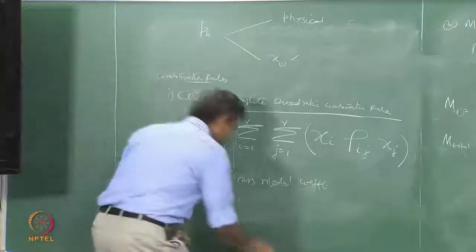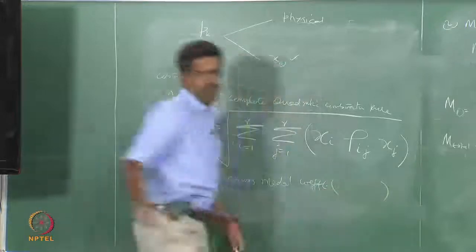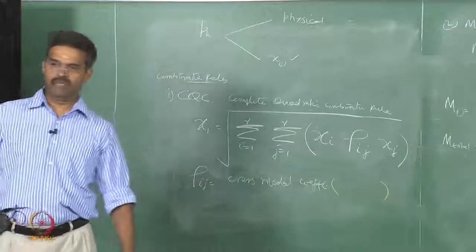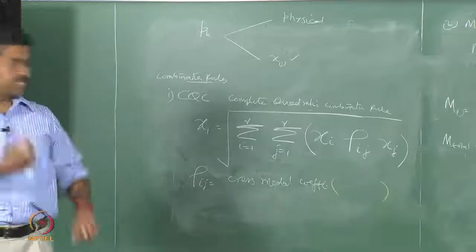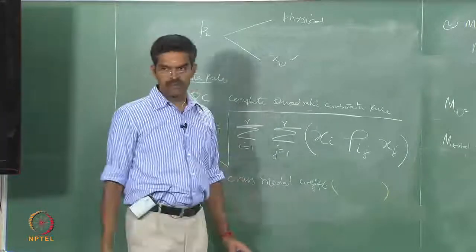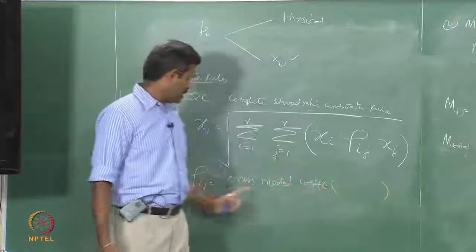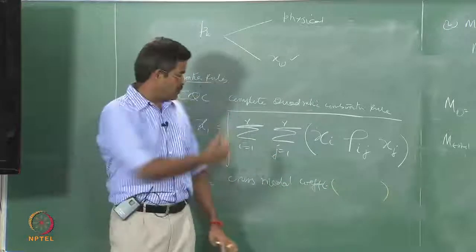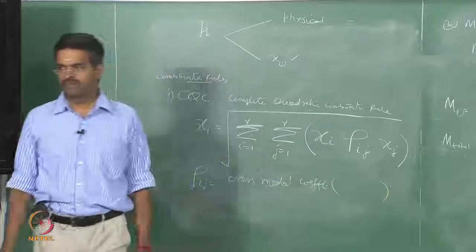This is actually an indirect verification of Maxwell-Betti's reciprocal theorem, which we discussed way back in some of the lectures here. Okay, phi 1 2 and phi 2 1, we talked about that. This is actually the cross modal coefficient. You will see when you work it out, they will be equal.